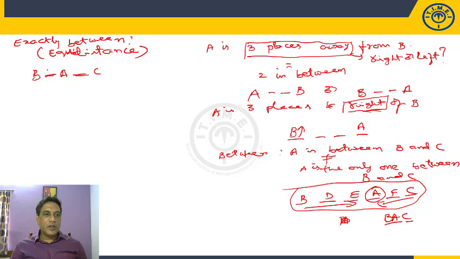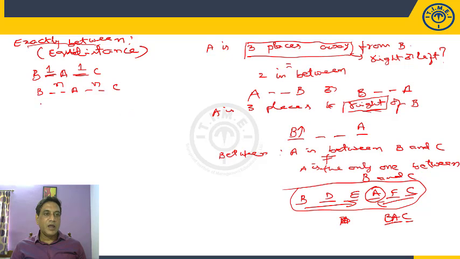Now, let us say there is one person between B and A and there should be one person between A and C, then it is exactly between. If there are two persons between B and A, there should be two persons between A and C. So, if there are n number of persons between B and A, there should be n number of persons between A and C. Then it means exactly between.